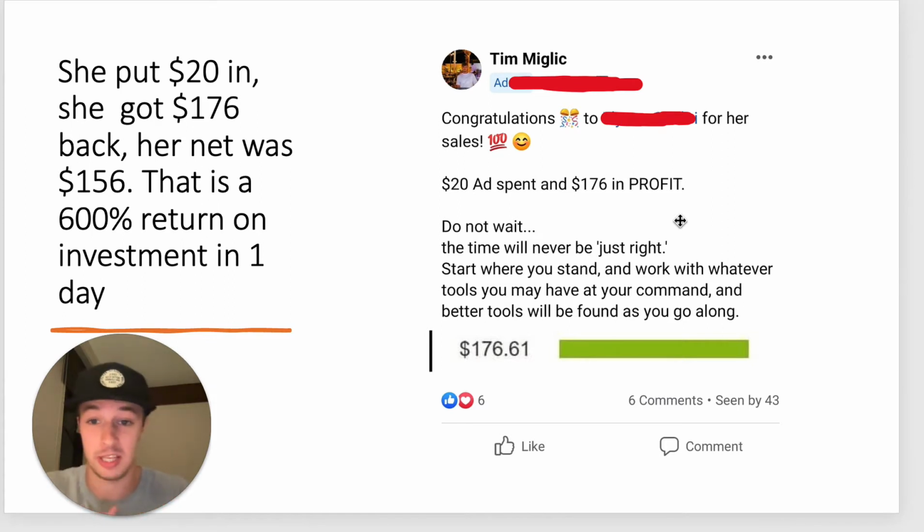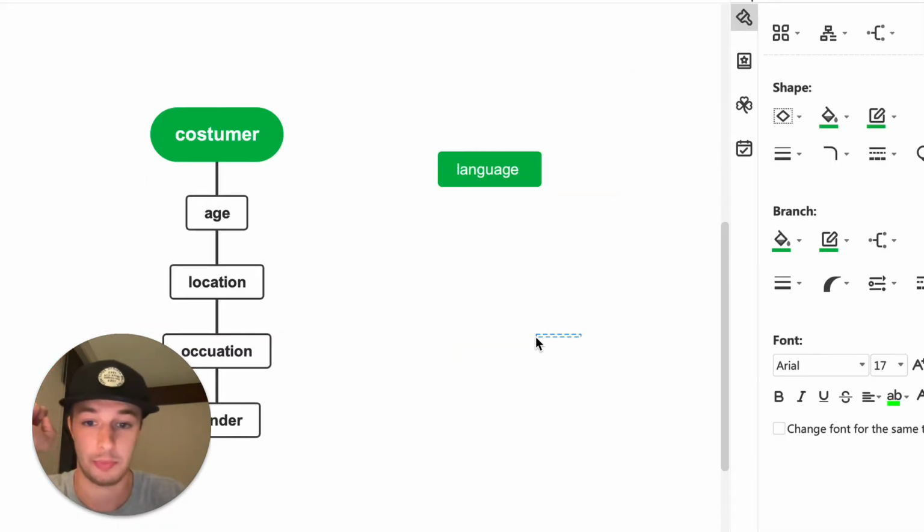Now she did not use any magical software out there that gurus are promoting, like ClickFunnels or special different bots or something like that. No, how she did it was by a simple exercise. But now let me show you what kind of exercise she used.